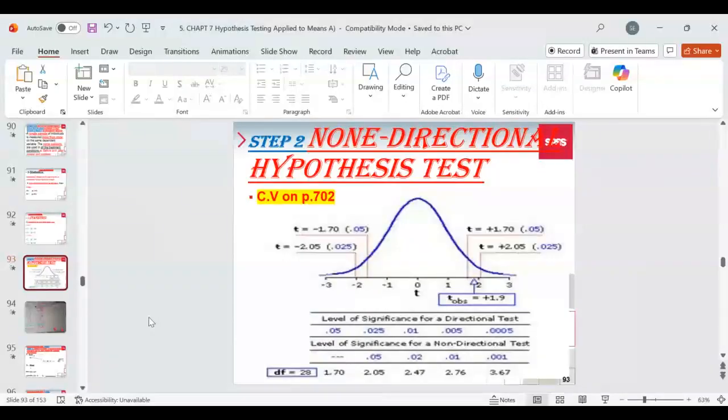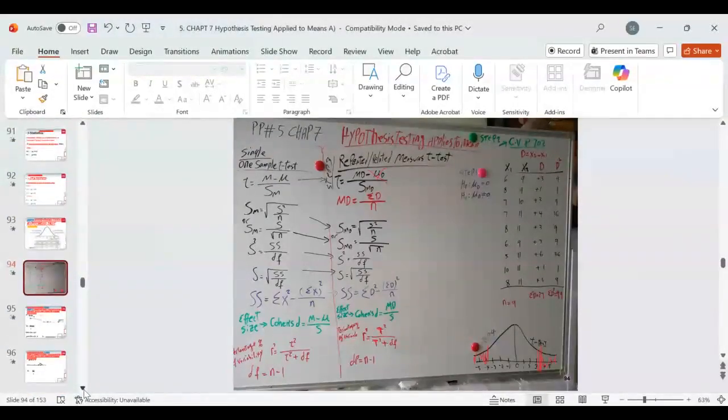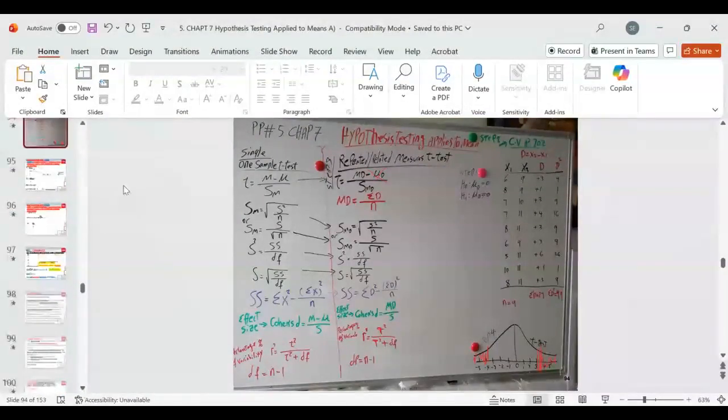Step 2, once again, we'll go to page 702 of your stats book and look for the critical value. With that, you need to know what alpha is and what type of hypothesis you're using, one tail or two tail, directional or non-directional. You look for the critical value of t, the same way that we did it for the single sample t-test.